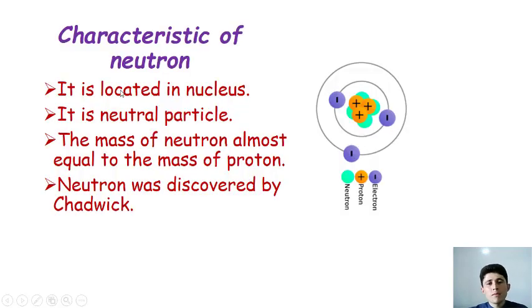Okay, my dear students, here are some characteristics of the neutron. It's located in the nucleus of an atom. As you can see, these uncharged or neutral particles are called neutrons. As we discussed, it's a neutral particle, and also the mass of a neutron is almost equal to the mass of a proton. And also the neutron was discovered by a scientist called Chadwick.